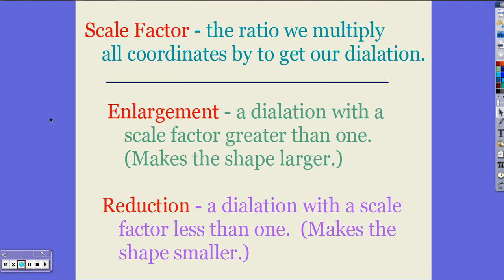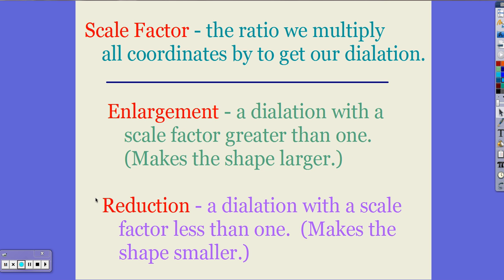That ratio that I was putting in the text box is called scale factor. Scale factor is a hugely important term to know. The scale factor is the ratio I multiply my coordinates by to get my new dilation. There are two types of dilations. One is called an enlargement. An enlargement is a dilation with a scale factor greater than 1. So I could put in a 2 or a 3 or a 4, or even a fraction or decimal that's greater than 1, and that's going to make my shape larger. My image will be larger than my pre-image.